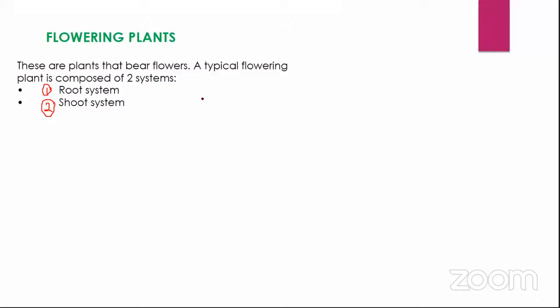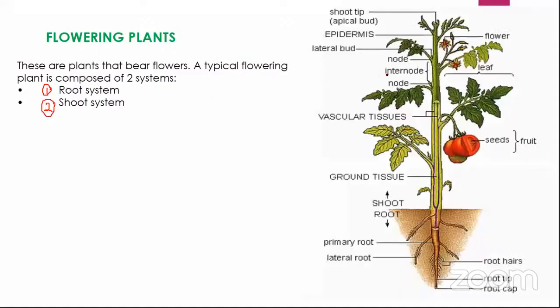Okay, thank you. And then, if you can look at this plant here. Now, this is a tomato plant. The upper part of the plant is the shoot or the shoot system, and the lower part of the plant, which is normally in the ground, is the root system.